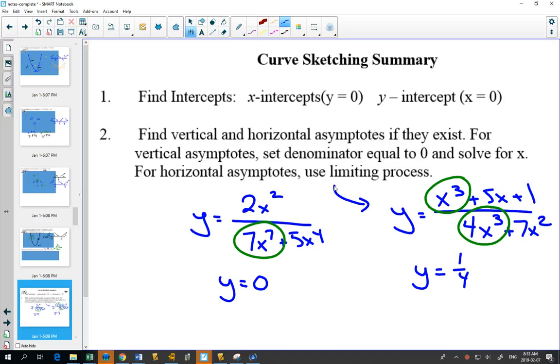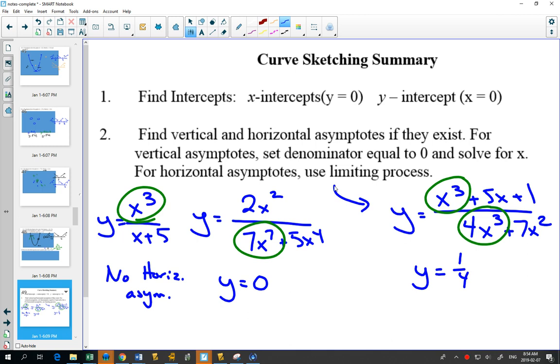And finally, if the biggest power is in your numerator, there will be no horizontal asymptote, because as x gets really big, that number in the top will get really big. It'll go off to positive or negative infinity. So find your intercepts, find your asymptotes. Those steps 1 and 2 for curve sketching are all stuff that you were originally introduced to in grade 12.